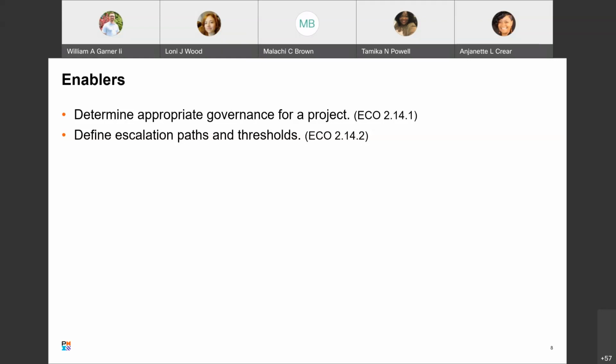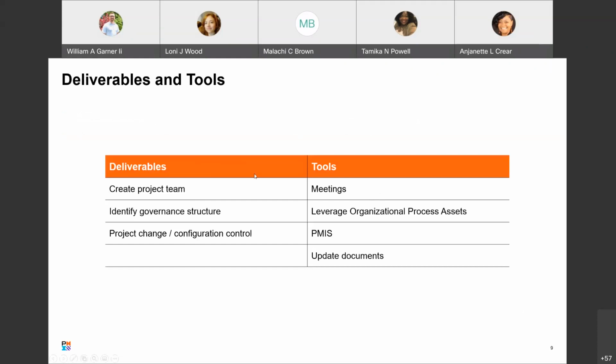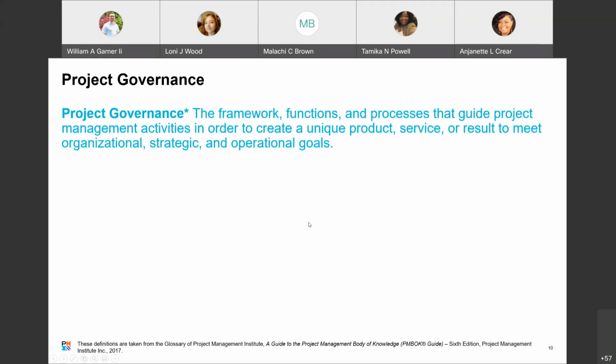So enablers, deliverables, and tools, right? We've got enablers of determining appropriate governance for a project and defining the escalation paths and thresholds. Deliverables, to create a project team, identify governance structure, project change, and configuration control. Tools, we're going to be using meetings and more meetings. We'll leverage organizational process assets, OPAs, and project management information systems, PMIS, and then we're going to be updating documents.